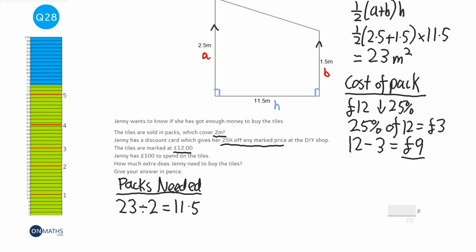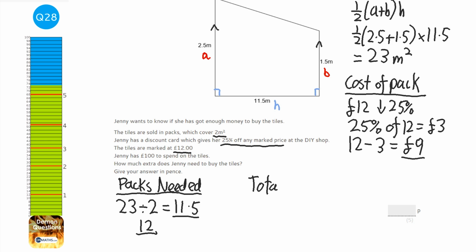Well, unfortunately, shops don't like you taking half a pack. Trust me, I've tried. They really don't like it. So you must always round this up, otherwise you won't have enough. If you round it down, say if it came out as 11.4, if you rounded that down, you won't have enough. So there'll be a patch of untiled floor in your kitchen. That's not good. So the answer is going to be 12. So I need 12 packs.